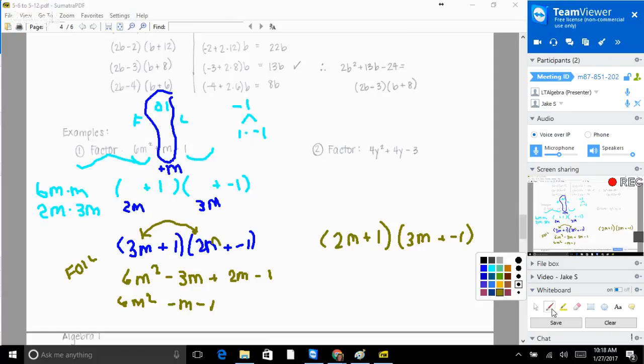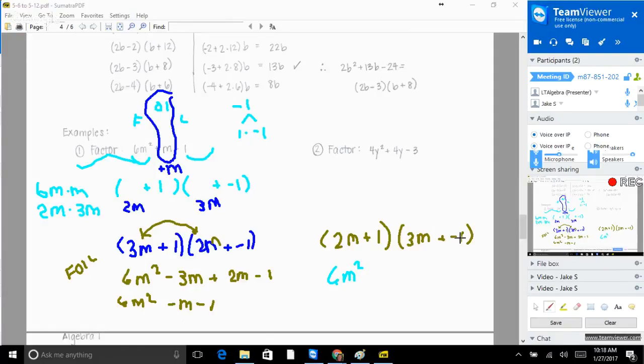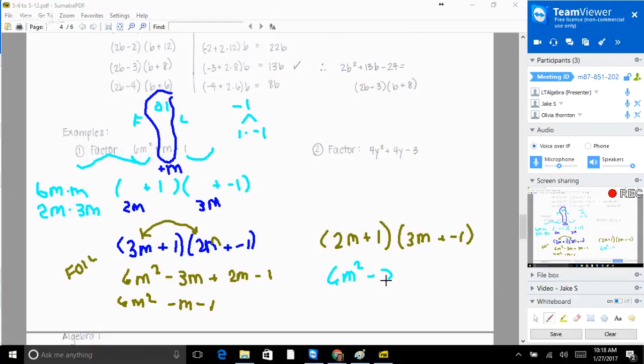And then again, to check if that's right, I'm just going to do my FOIL, right? 2m times 3m is going to give me 6m squared. Outside is 2m times negative 1, which is negative 2m, plus 3m minus 1. So it works out because negative 2m plus positive 3m is going to give me positive m.